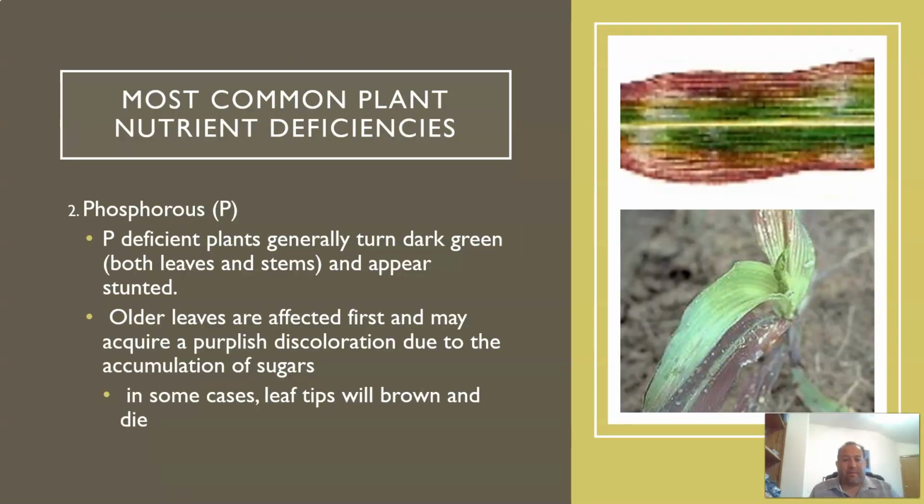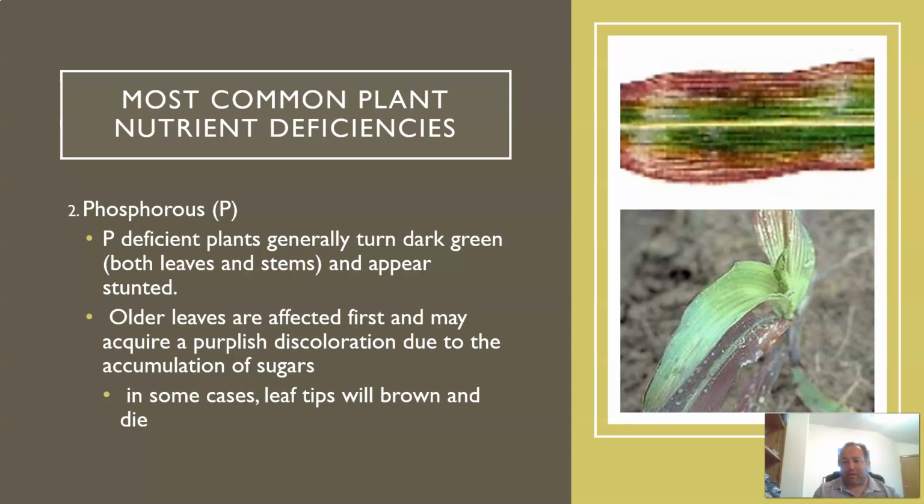Our second most common plant nutrient deficiency, can you guess it? It's phosphorus. Phosphorus deficient plants generally turn dark green, both the leaves and the stems, and they can appear stunted. The older leaves are affected first, and may acquire a kind of purplish color to them.